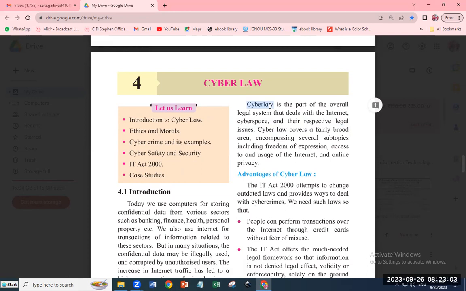Now, say I am not on the internet, but I have a computer, and I have stored some confidential data in it. I have my login and my password, and I have ensured that it is protected. But if one of my family members comes and tries to log in, he knows my password, he knows my account, and he takes certain photos which are there in my computer.